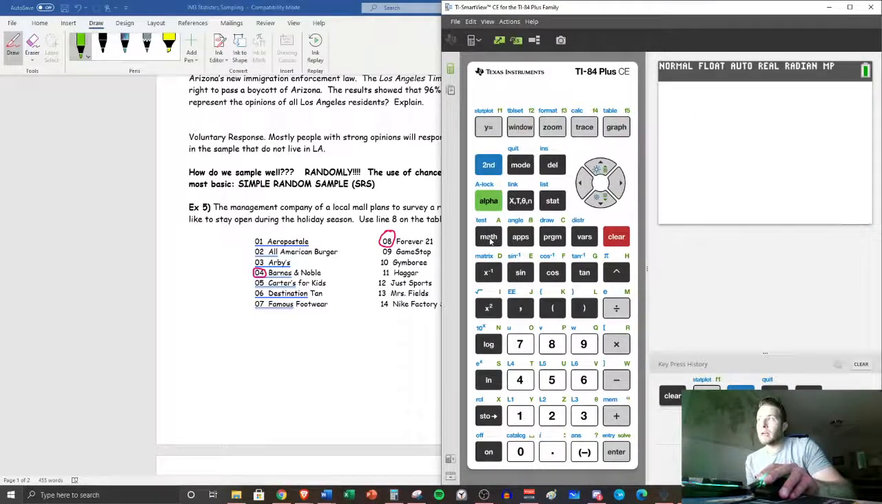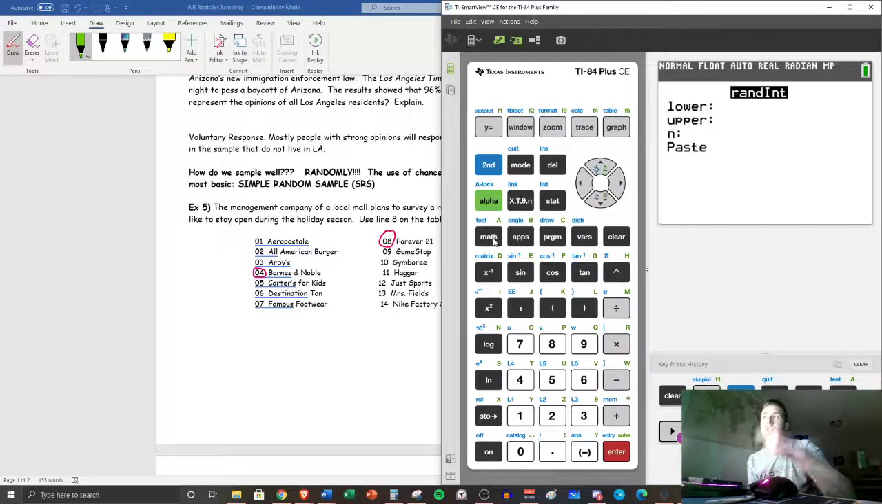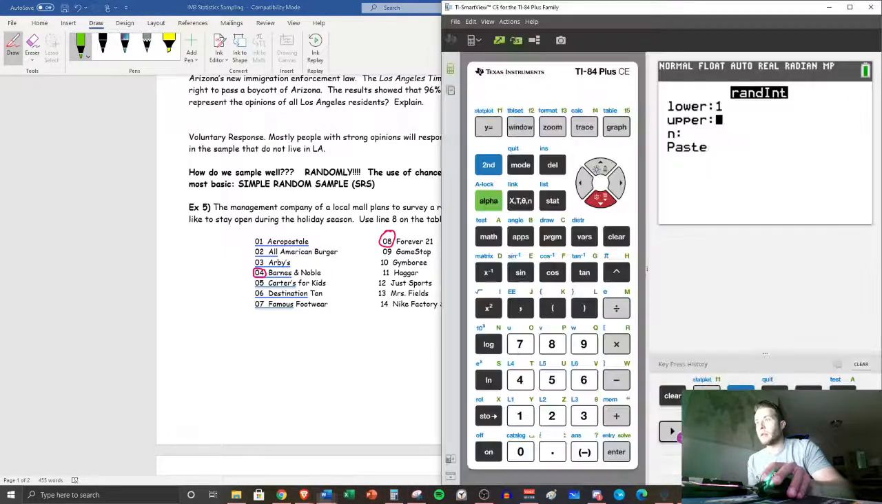How do we do this? If we press Math, then we go over to Probability and down to Random Integer, hit enter, and have lower, so that's the lower boundary. Down here we have Aeropostale listed as number 1, and the highest value, for Zales, is 21. So we put 21 here. Here we said was sample size, so we're going to pick 1 for now. We can change that in a minute, but we hit paste. There we go. We get 20.